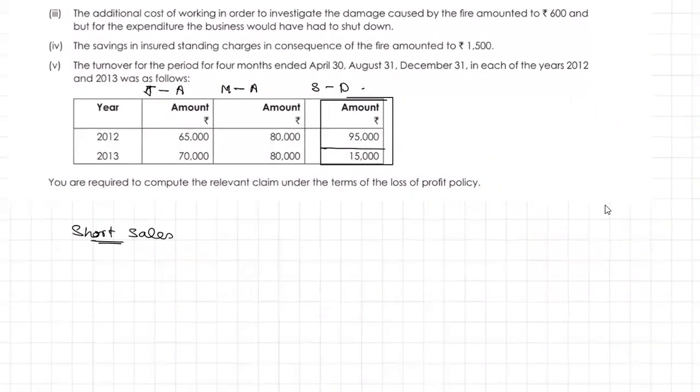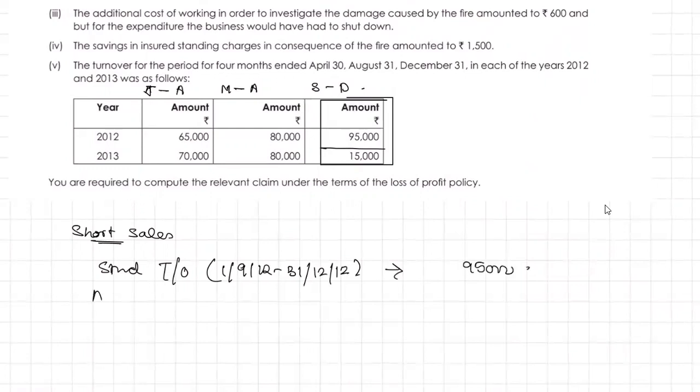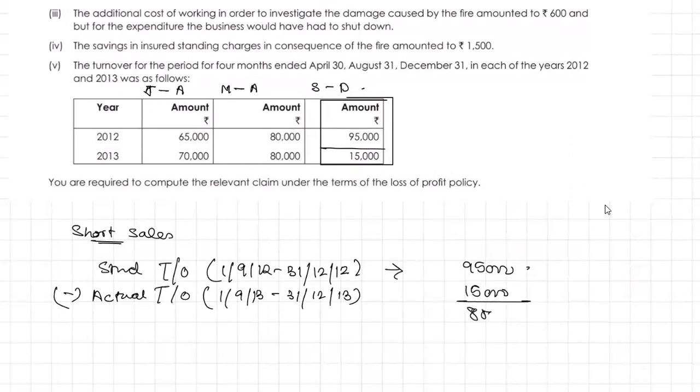तो short sales will be what? Standard turnover from 1/9/2012 to 31st/12/2012 was 95,000, but actual turnover 1/9/2013 to 31st/12/2013 ये लेस कर देते हैं 15,000. So what is the short sales? 80,000.